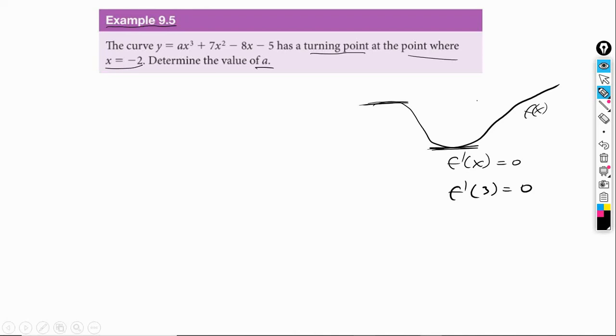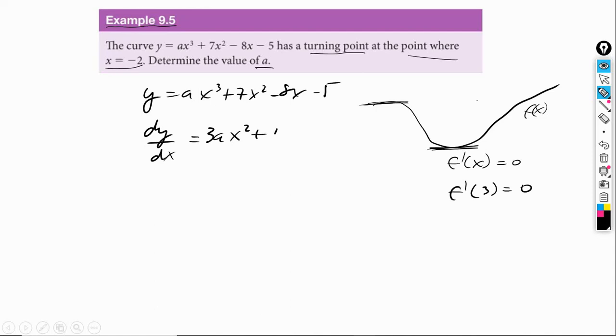Okay, so if we want to find the derivative of y, y is equal to ax cubed plus 7x squared minus 8x minus 5. So the derivative of that, using Leibniz's notation, would equal, and we just use, again, the power rule. So this will just be 3a x squared plus 14x minus 8.